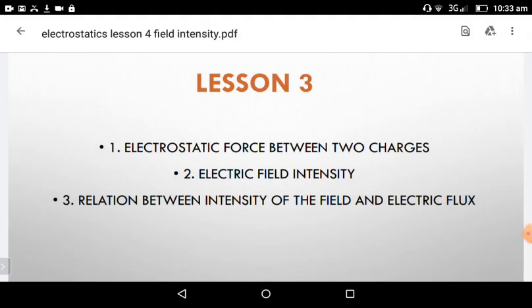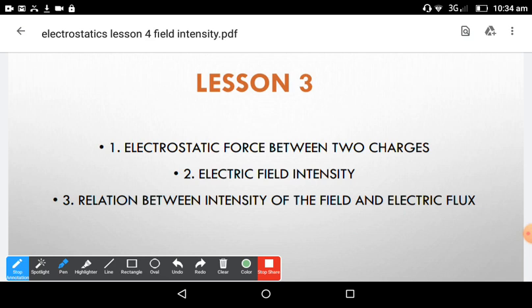Okay, students, this is the lesson about electrostatics. In this lesson, electrostatics law, this is the third lesson, we are going to explain three important points. Electrostatic force between the two charges. We discussed this topic. First topic I have discussed. I already discussed the first topic.